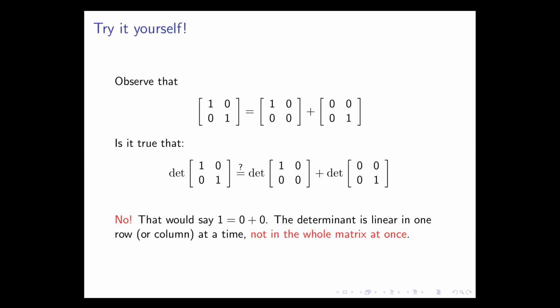So the determinant is a pretty complicated combinatorial structure, right? It only has very special properties for row and column transformations.